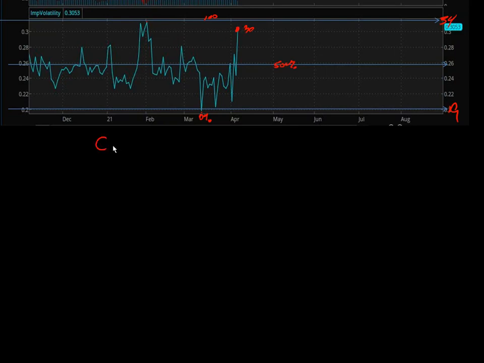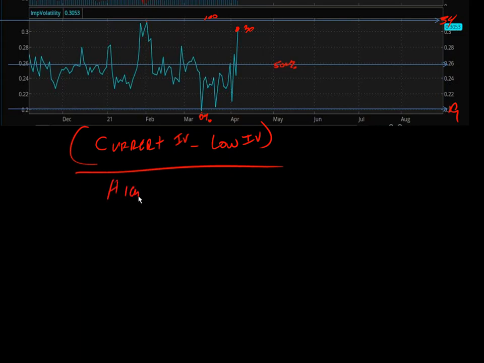Well, what we do is we have a mathematical equation that we use, and it's used in TOS. Current implied volatility minus the low, and then we take the high minus the low. Now, Thinkorswim does do this for you. But the thing is, they will also take in the entire data set for the last 52 weeks. And we know that volatility has been all over the place last year, right? 2020, that was kind of crazy.